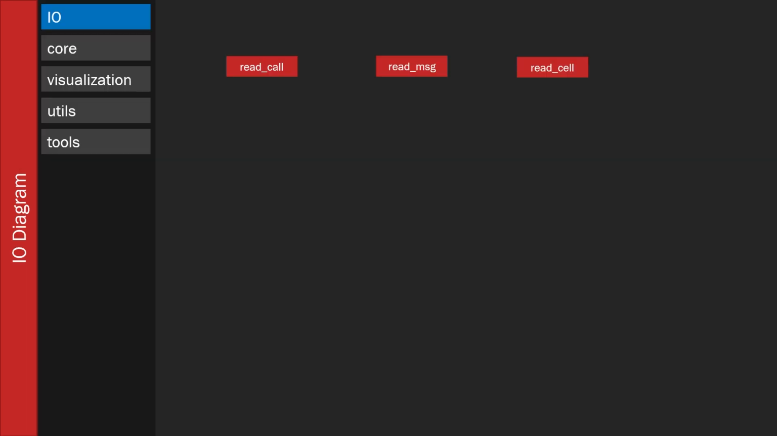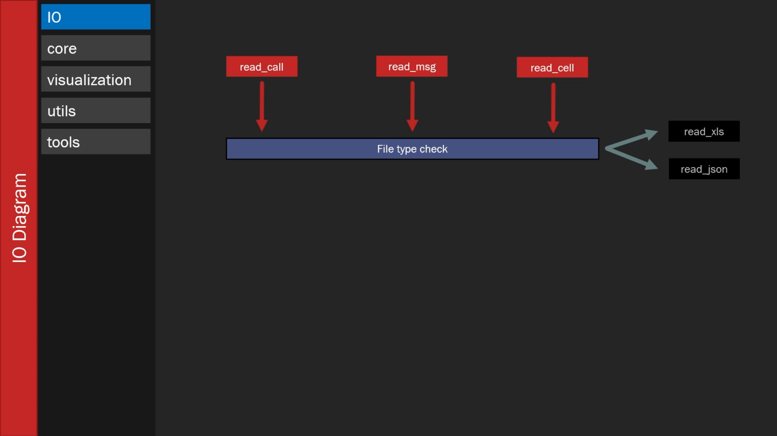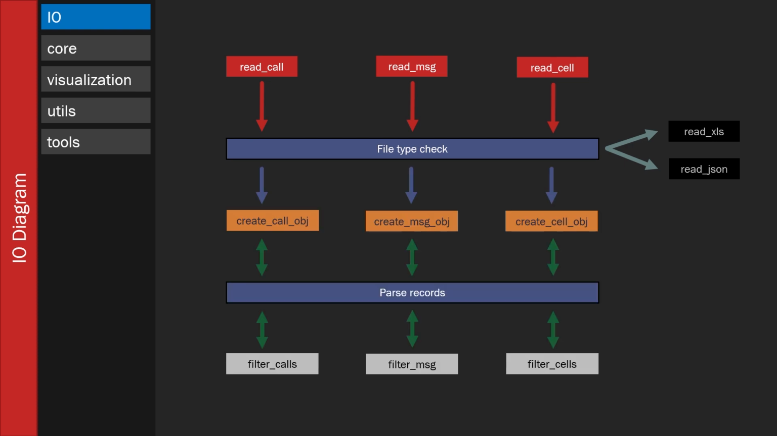The I/O file consists of three main functions: read call, read message, read cell, which are used to import datasets. Default file type is set to CSV and it also can handle Excel and JSON file types. Then it goes to a filtering process, which detects bad records, corrupted data types, etc.